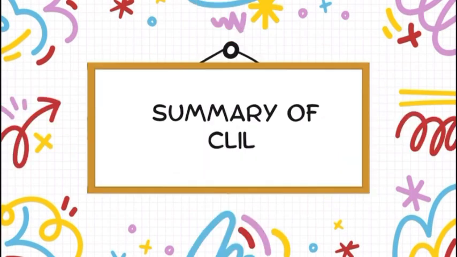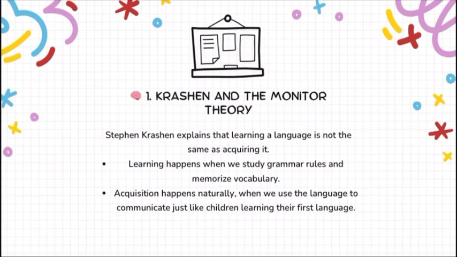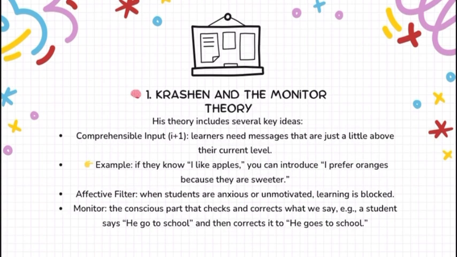Okay, let's go. 1. Krashen and the Monitor Theory. Stephen Krashen explained that learning a language is not the same as acquiring it. Learning happens when we study grammar rules and memorize vocabulary. Acquisition happens naturally, when we use the language to communicate, just like children learning their first language.